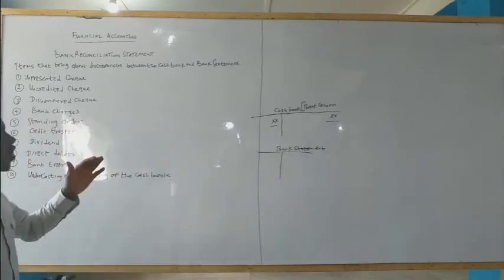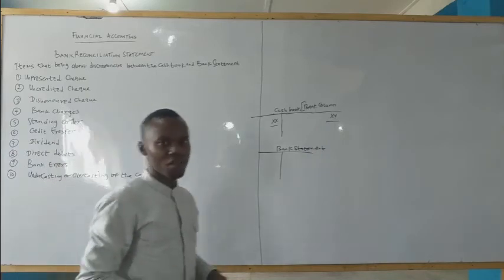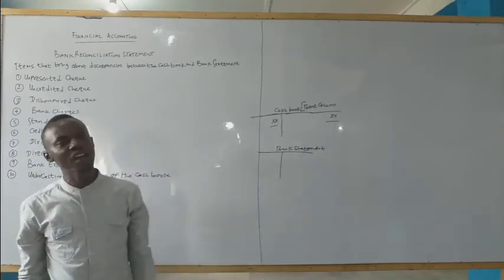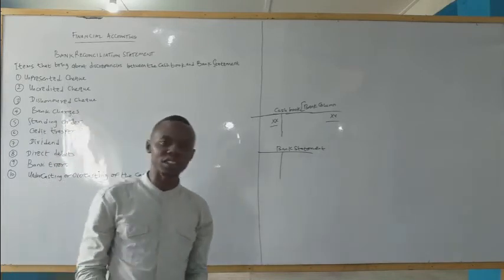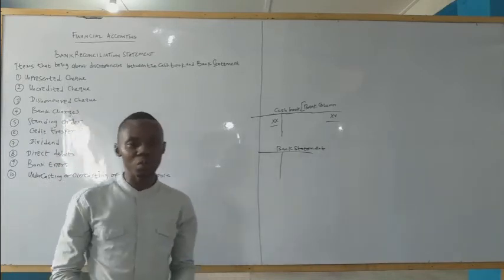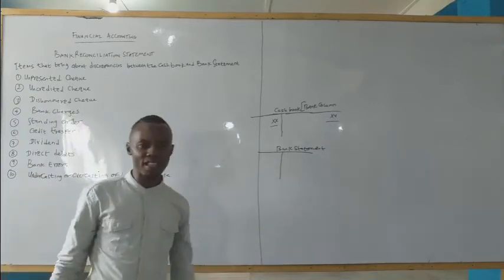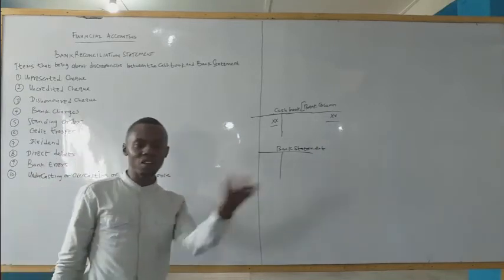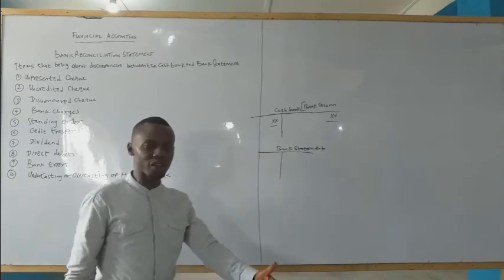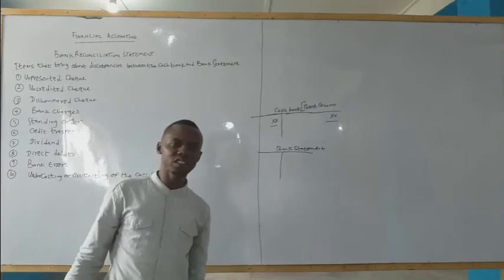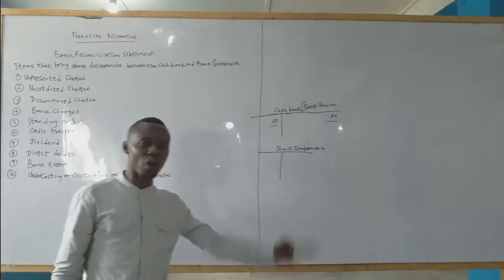So at the end of the month, the bank will not notify you that this is what we are charging you, that we are charging you 200 naira for all the transactions we carried out on your behalf. No. They will only merely debit your bank statement. Maybe at the end of the month, during the following month, you receive the alert that the bank charges for the previous month is such amount.